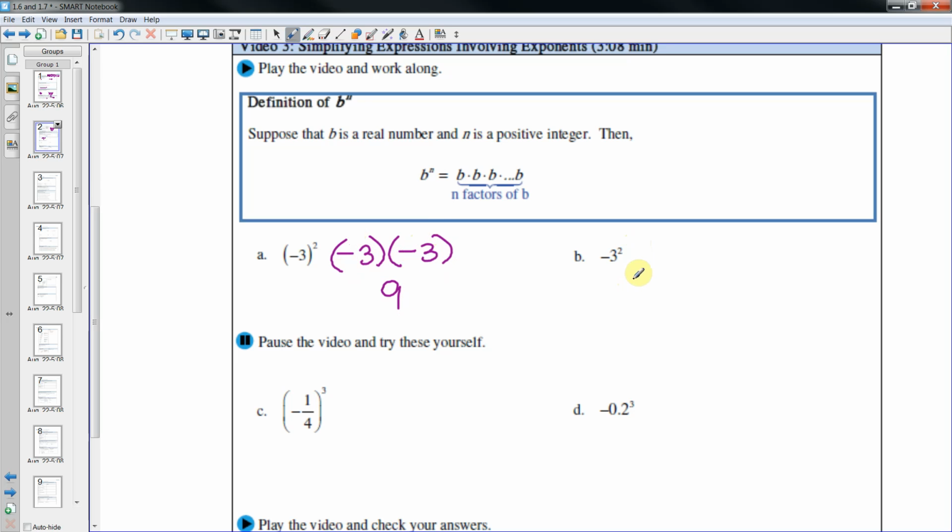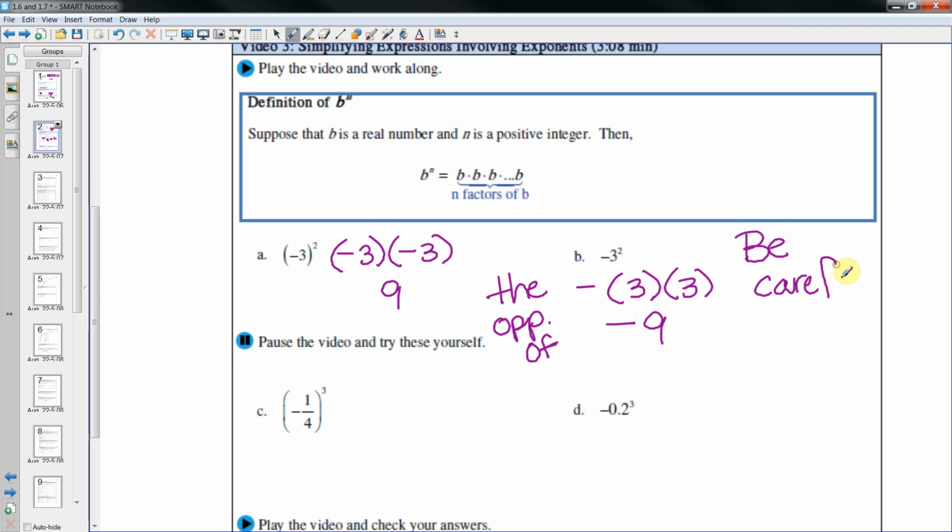Now, this next one is totally different because the negative is not in parentheses. What that negative is saying is the opposite of. When we talked about opposites before, opposites are the counter sign. If you're positive, you're negative for an opposite. If you're negative, you're positive for an opposite. So what this is saying is you're taking the opposite of 3 times 3. Well, 3 times 3 is 9. The opposite of 9 is negative 9. You need to be careful.